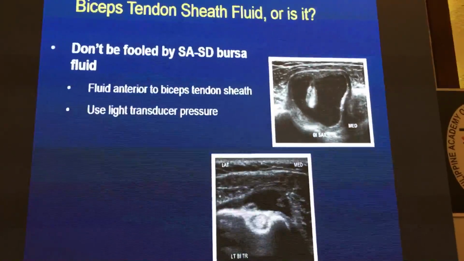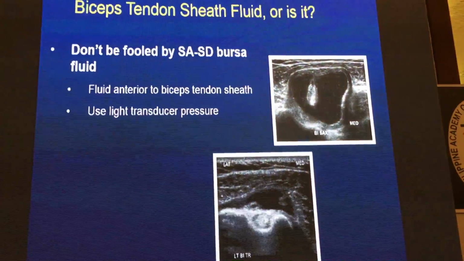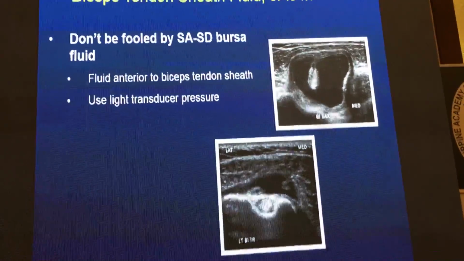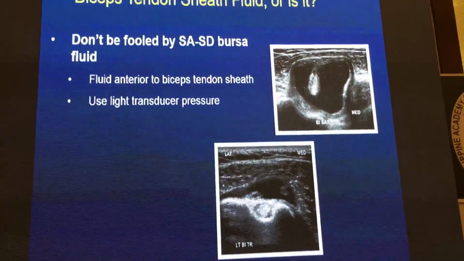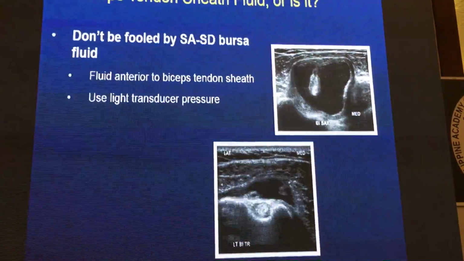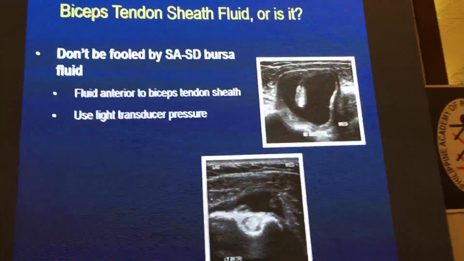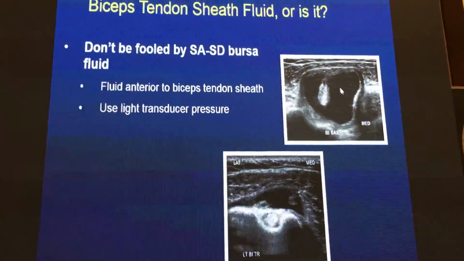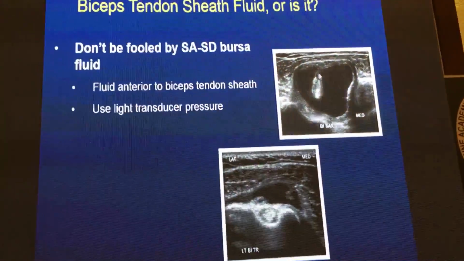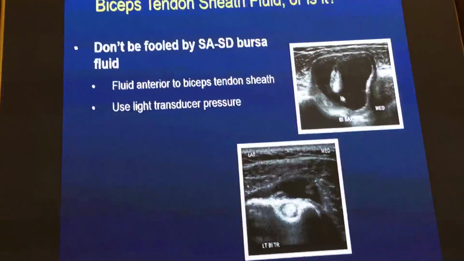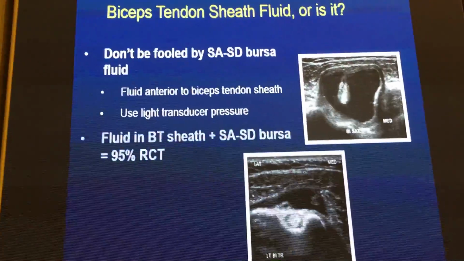So your subacromial subdeltoid bursa protrudes over the anterior aspect of your shoulder. And so if you have fluid, often you'll have a thing called the teardrop sign, where fluid will pool down inside of the subacromial subdeltoid bursa over the top of your biceps tendon sheath. And that's going to look a lot different than fluid inside the biceps tendon sheath, where the biceps tendon is circumferentially surrounded by the fluid in that area.